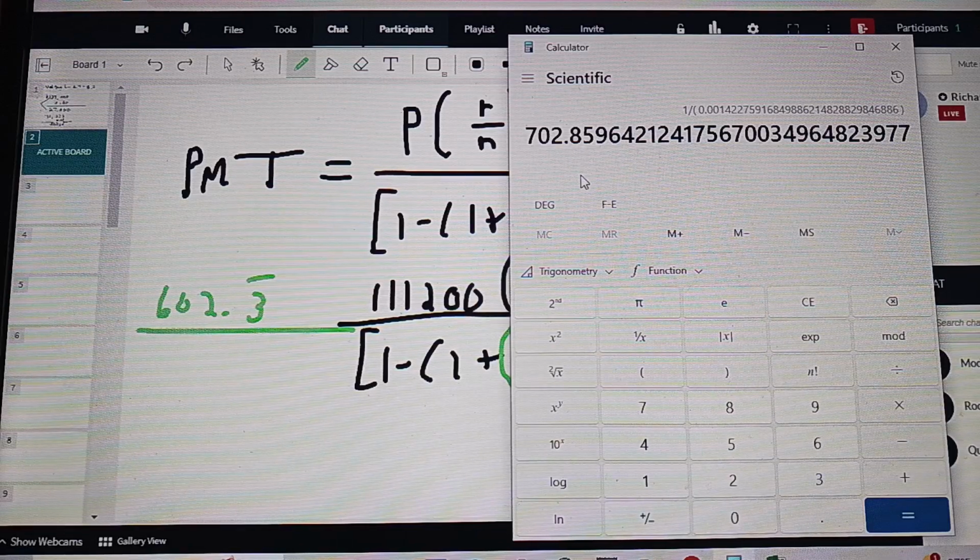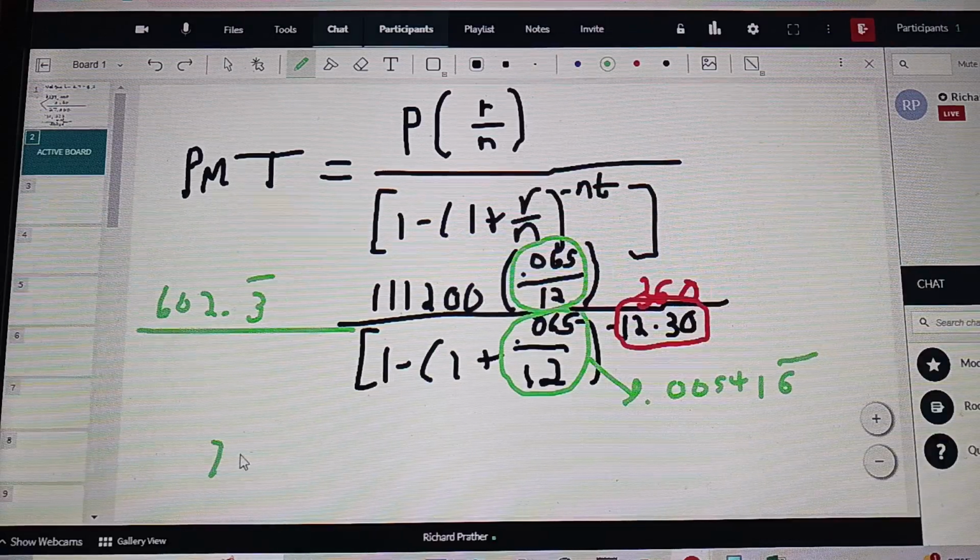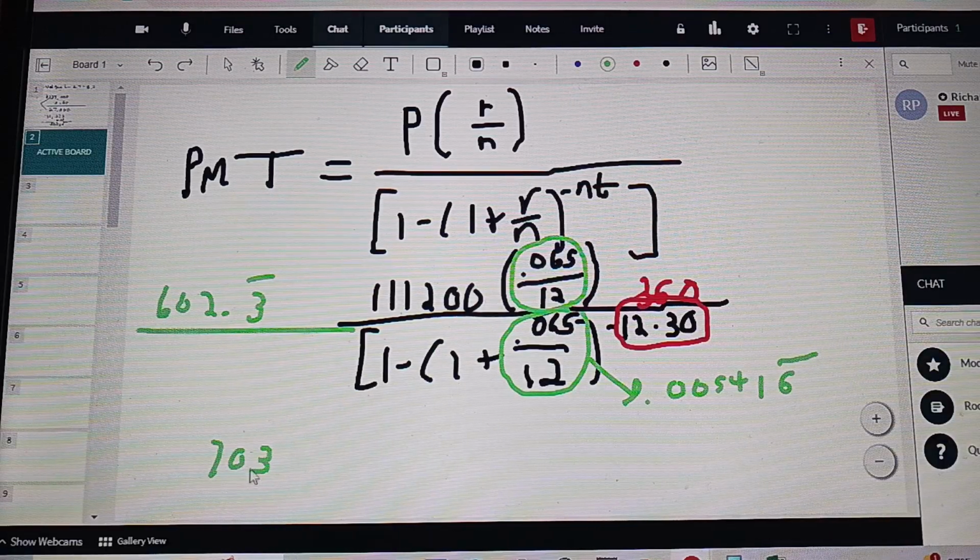And I think they said dollars, so $703. Since there's an 8 here, we need to add 1 to the 2. If it was dollars and cents, we would say 702.86, since there's a 9 right there. But I think they wanted dollars, so 703.